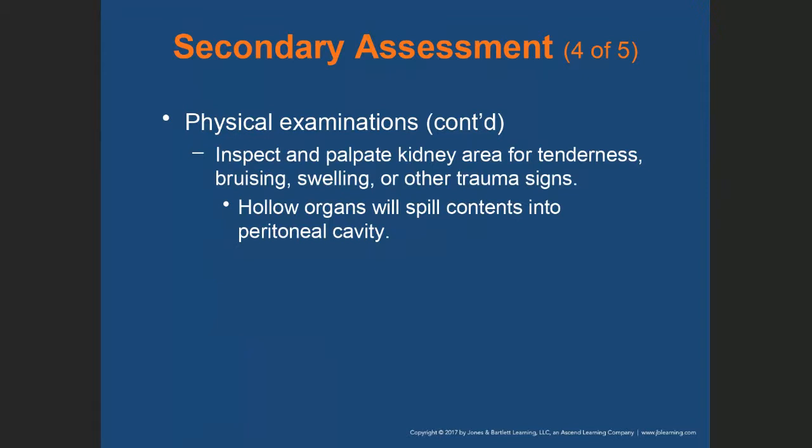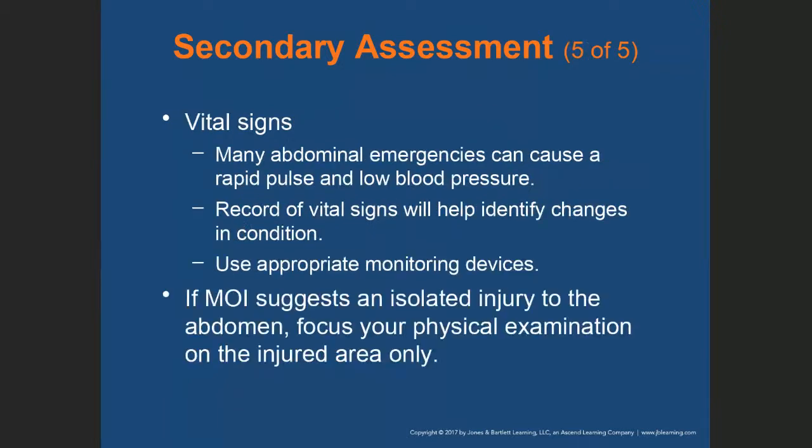Inspect and palpate the kidney area for tenderness, bruising, swelling, or other trauma signs. Hollow organs will spill contents into the peritoneal cavity. Vital signs: many abdominal emergencies can cause a rapid pulse and a low blood pressure. A record of vital signs will help identify changes in condition.